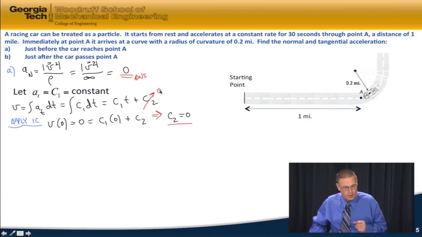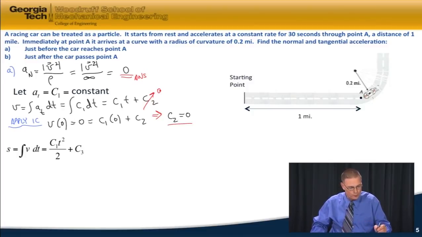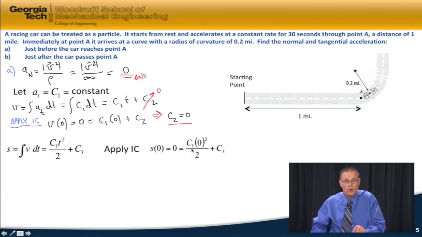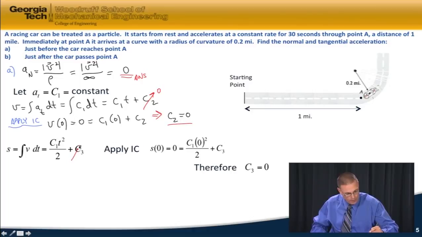And so now we have an expression for velocity. I want you to do the same thing for displacement, to find the expression for displacement. And here's what you should have come up with. The displacement, which I'll call S, is the integral of velocity. So it's going to be C1, a constant, times the integral of t, which is t squared over 2, plus some new constant of integration, C3. I can use the initial condition for S, which is the starting point. We'll use that as our datum. So S of 0 is 0, or C1 times 0 squared over 2 plus C3 equals 0. And so that means that C3 is equal to 0.